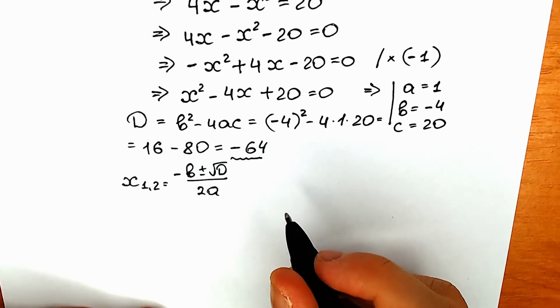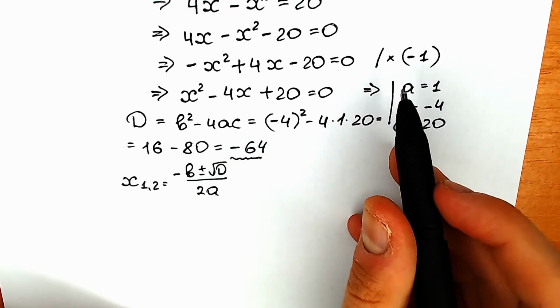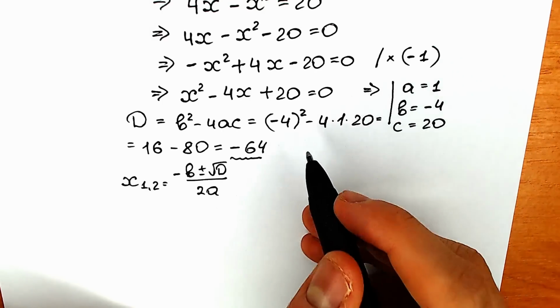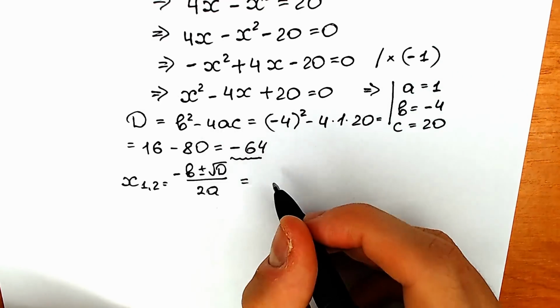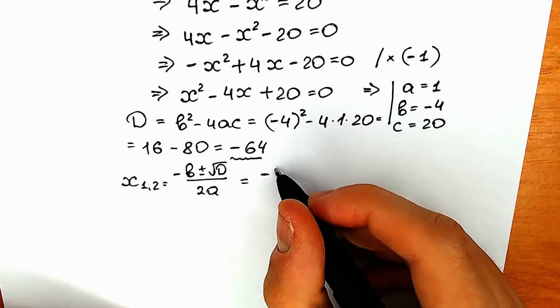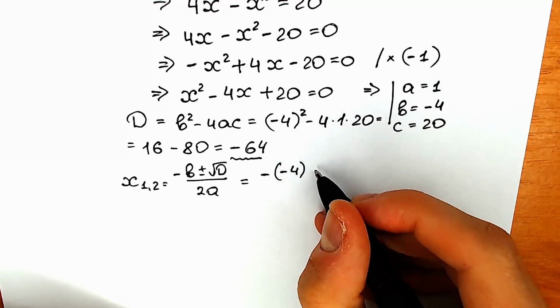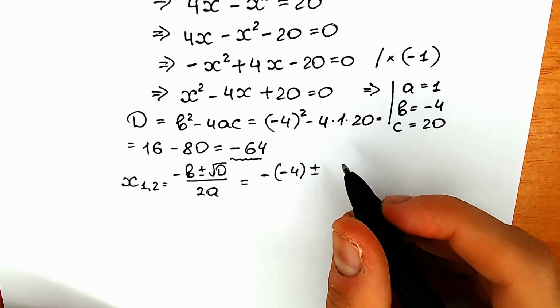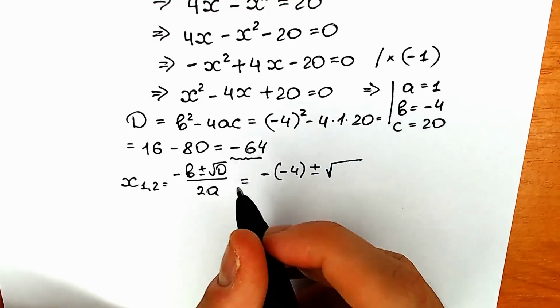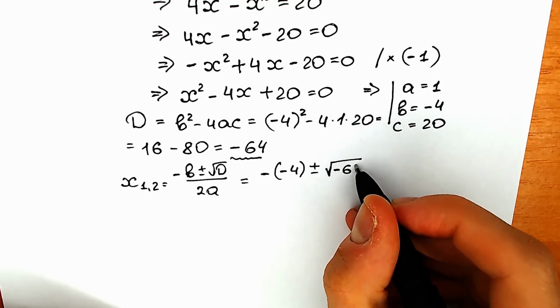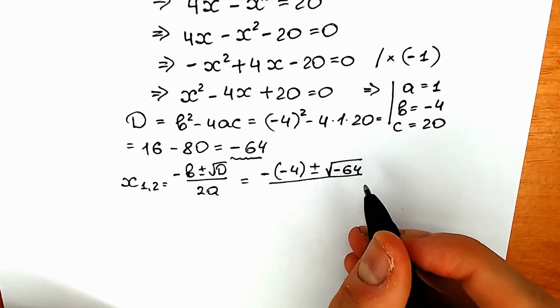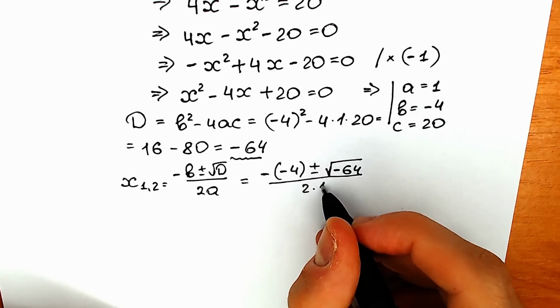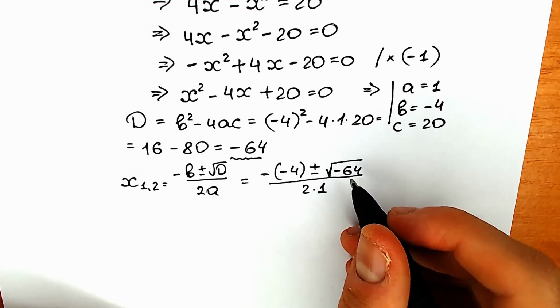So right now let's plug in each of these elements into this spot. As a result, we have right here a lot of coefficients. So we have minus b, but b is equal to minus 4, so we have minus minus 4. The next thing we have is plus minus the square root of the discriminant, the square root of minus 64, and we divide all of this by 2 times 1. A little bit complicated expression, but we can easily simplify this.